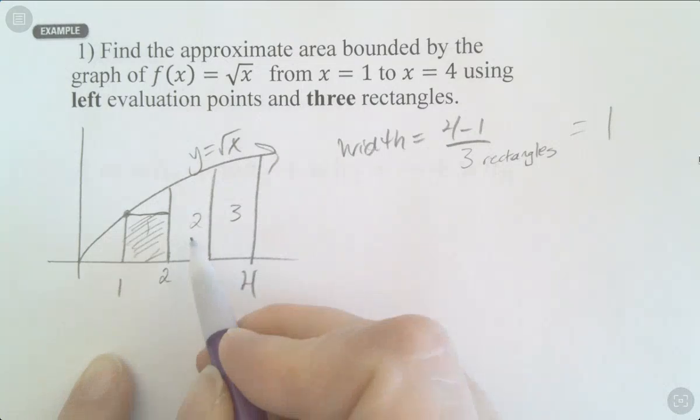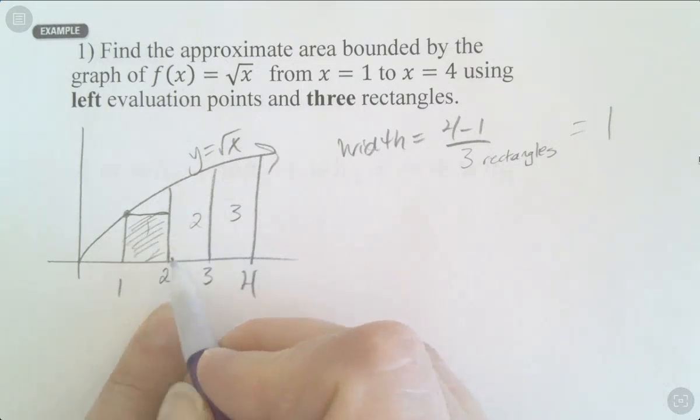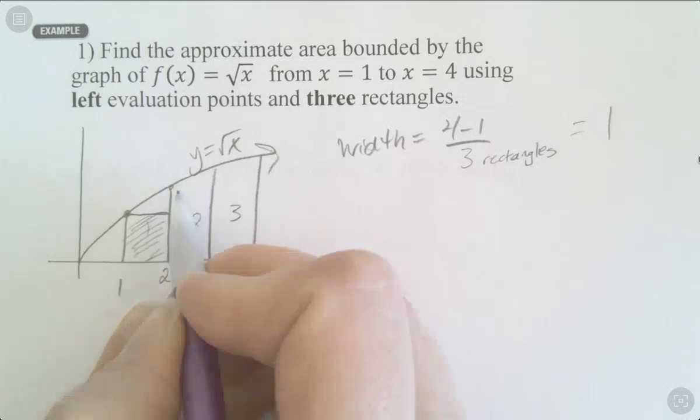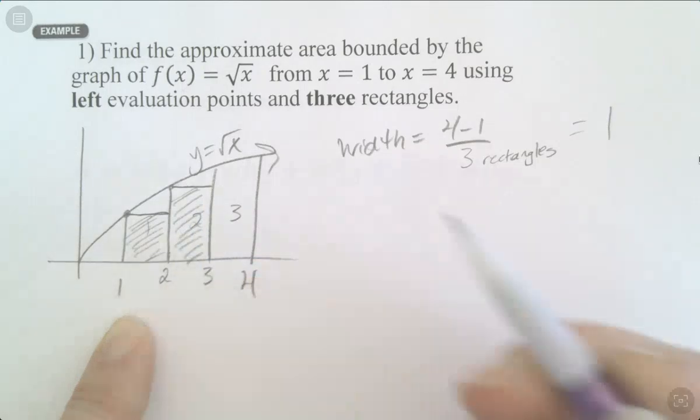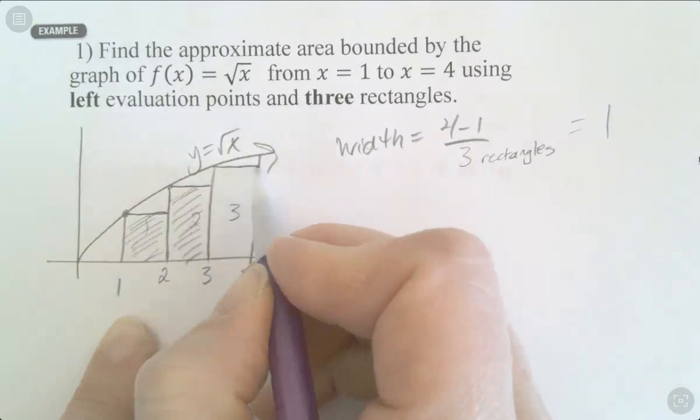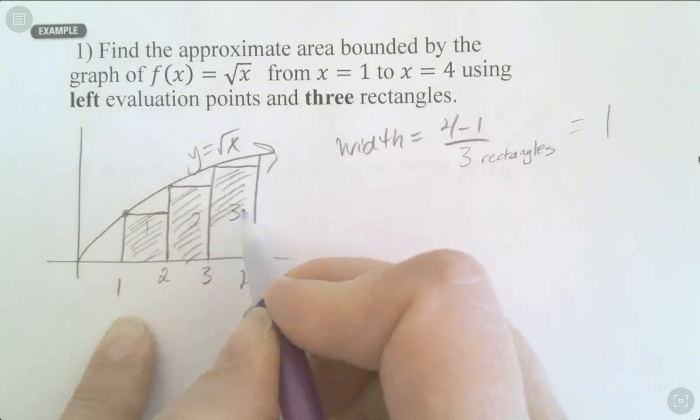Same thing for the second rectangle. To the left of it would be when x is 2. Go up to where it meets the curve, and then draw a segment straight across, and then you make your second rectangle. And then same thing with your third rectangle. It could be nice if you had different colored pencils. You could make it look pretty.